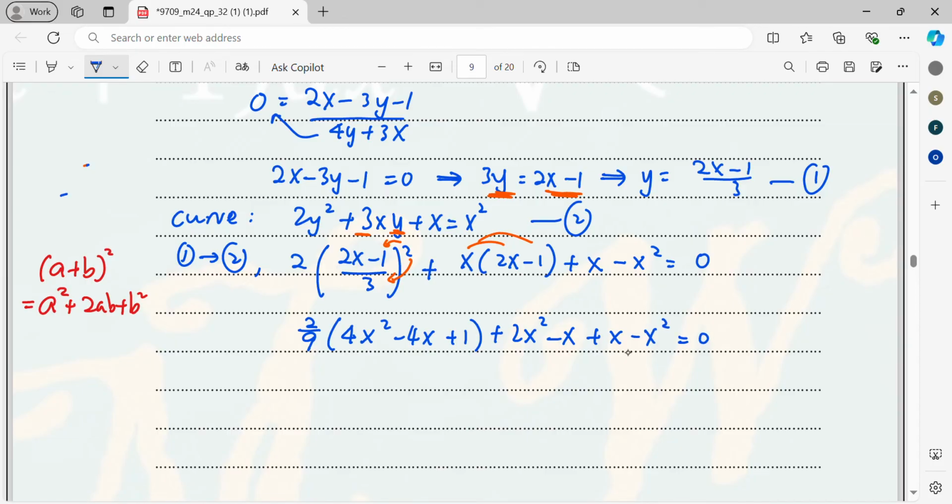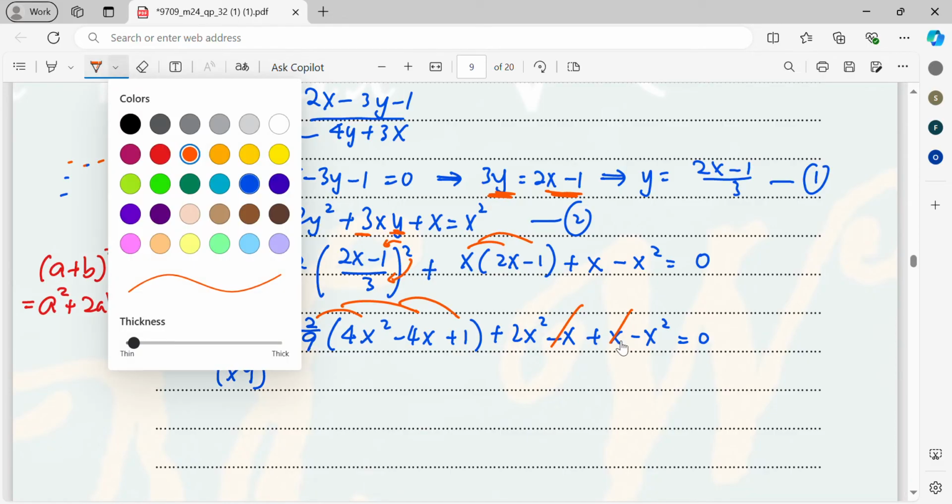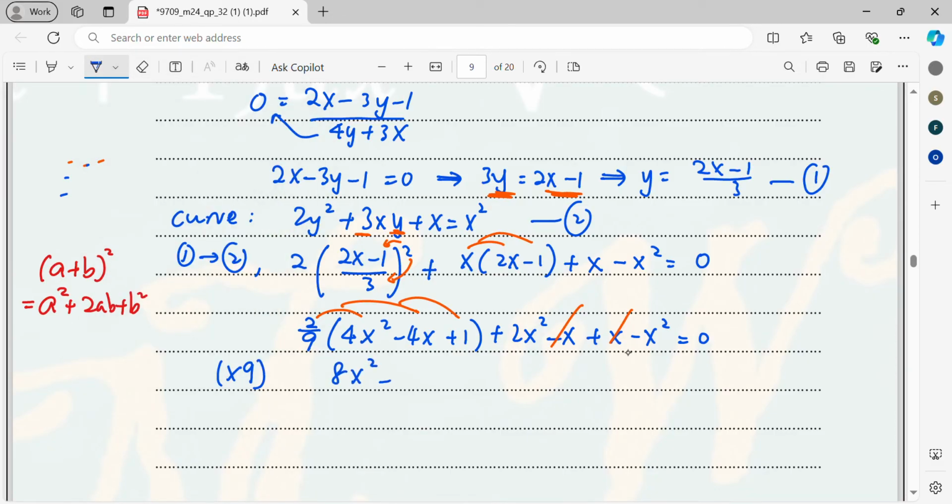Okay, so from here, before I simplify, the minus x and plus x will be cancelled off. And since there is a 2 over 9, the over 9 in the first term, I can just times 9 to the whole equation to eliminate the fraction. So after I times 9, I still have the 2. This 2 will be brought into the whole bracket, which means I will be getting 8x squared minus 8x plus 2, followed by the other two terms, plus 2x squared minus x squared equals 0.